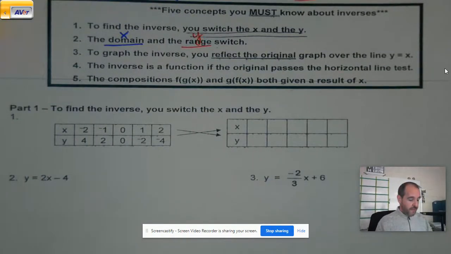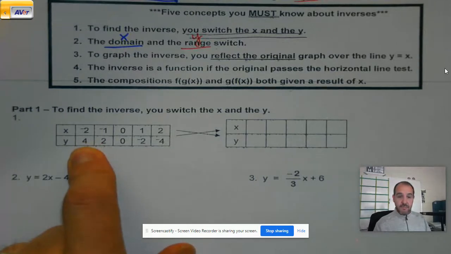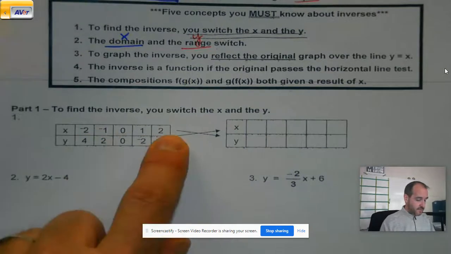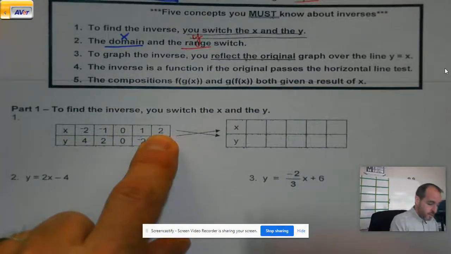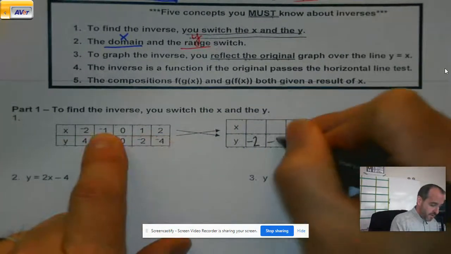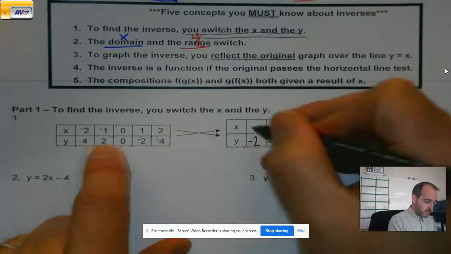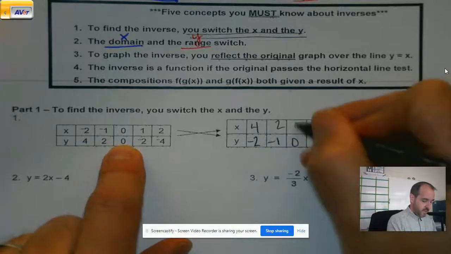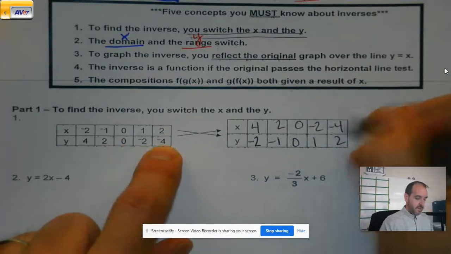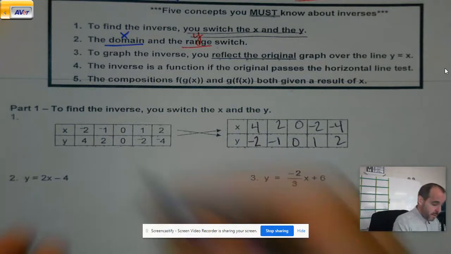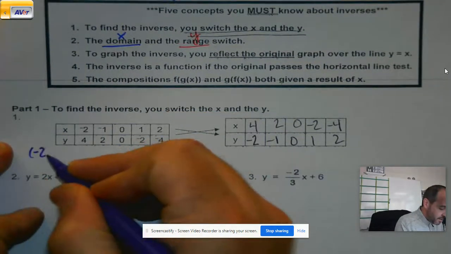If you have them listed like this, literally all you're going to do is take your x row here and put all of those in the y column. You're going to take all your y's and stick them in that, and that's it. Now, what if they're not listed in a chart? What if they're listed instead as coordinate points?